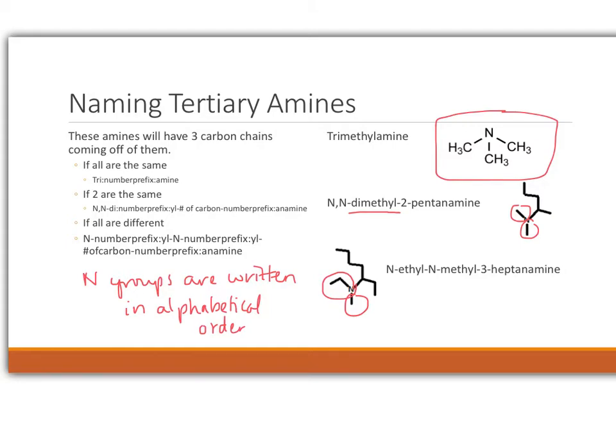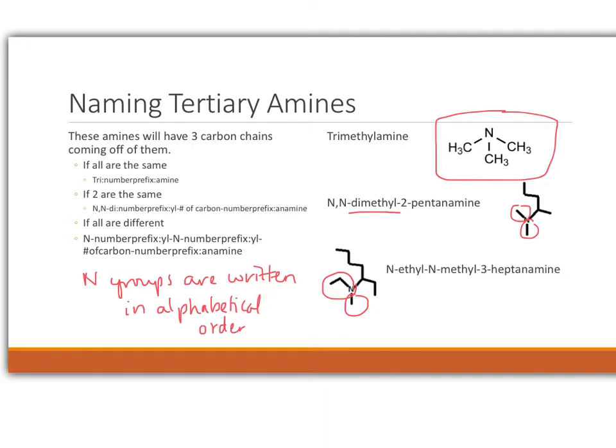That is a rule that we will follow. But the N groups are written in alphabetical order, and then the long chain, the third component that's the longest, gets the number where the N falls. So in this case, it falls on the 3rd carbon. The prefix related to the number of carbons in the chain, hept, and then anamine.